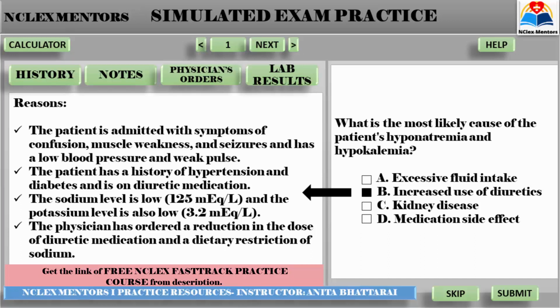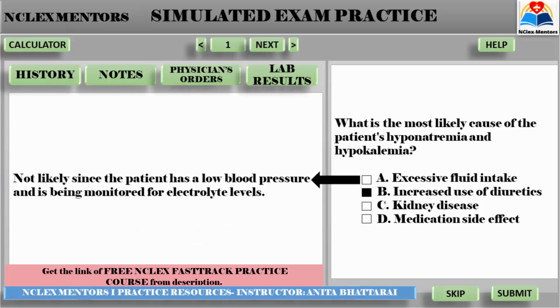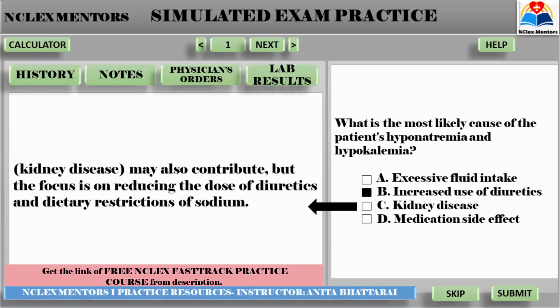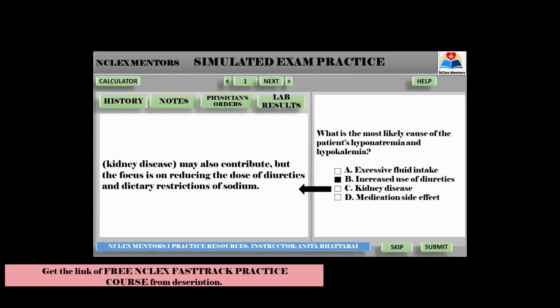These factors suggest that the increased use of diuretics is the most likely cause of the patient's hyponatremia and hypokalemia. Option A, excessive fluid intake, is not likely since the patient has a low blood pressure and is being monitored for electrolyte levels. Option C, kidney disease, may also contribute, but the focus is on reducing the dose of diuretics and dietary restrictions of sodium. Option D, medication side effect, is also a possibility, but the focus is on the patient's use of diuretics.